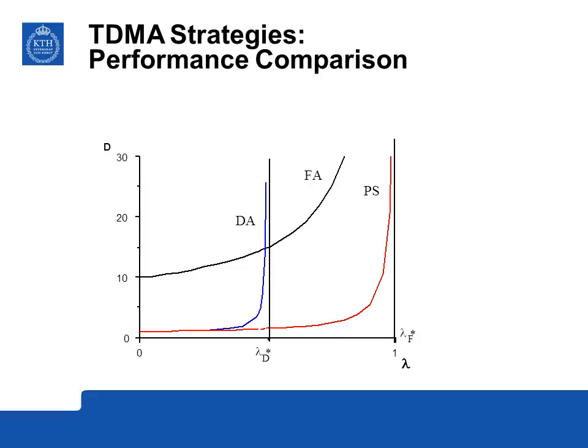On the vertical axis we have the delay. How long will it on the average take for a packet to arrive safely at the receiver? And here we can see the 3 different strategies.